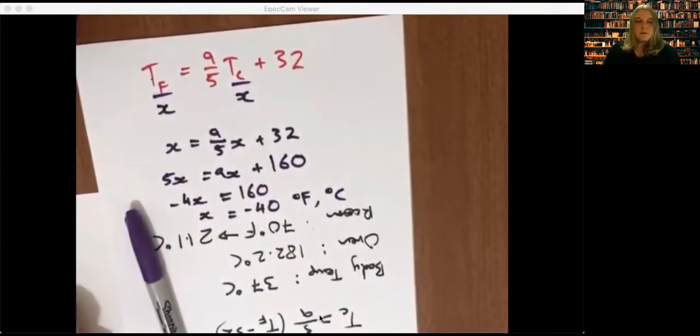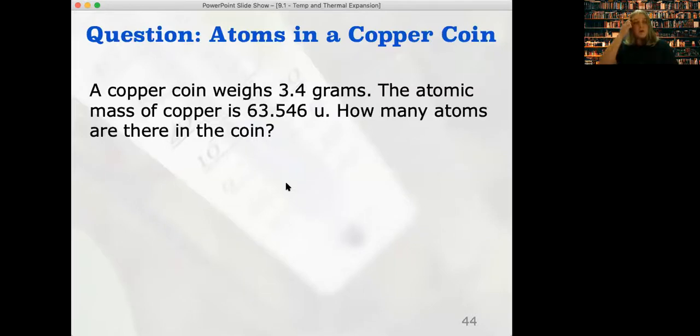Next question. Copper coin. How many atoms are in a copper coin that weighs 3.4 grams? The mass of copper is 63 atomic mass, so this is per atom. One atom of copper weighs 63.546 U. Remember that atomic mass unit from the first video. How many atoms are there in the coin?